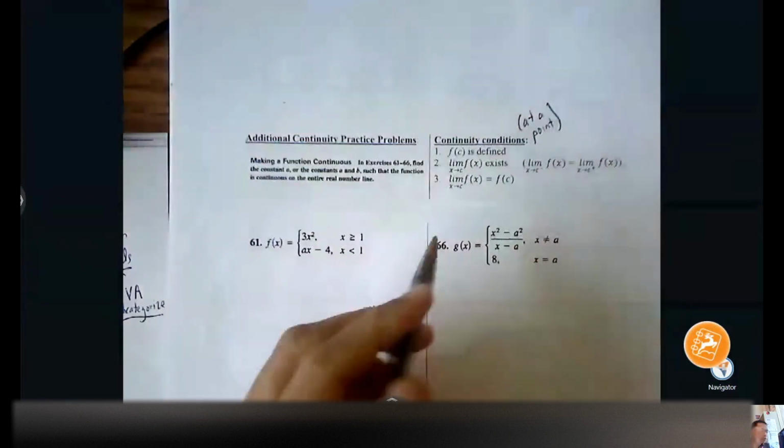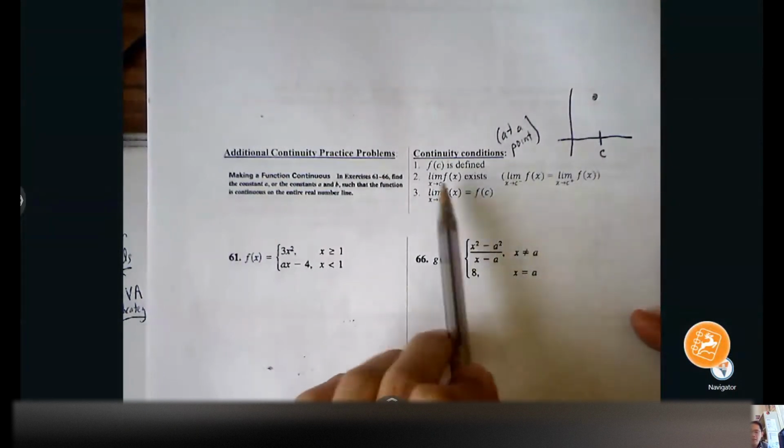Let me first start off by reviewing continuity conditions. If we want to prove the function is continuous at a point, we go through these conditions. The continuity condition is not going to prove continuity for the entire function, but we're only focusing at a specific point. The first condition is, does the point exist? Let me just draw a diagram to help give us a visual. Let's say the point exists.